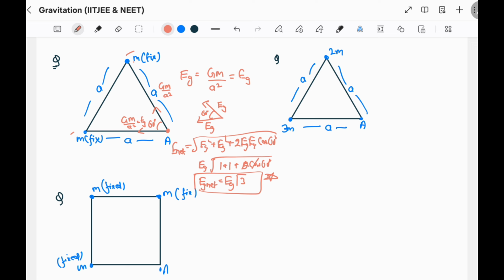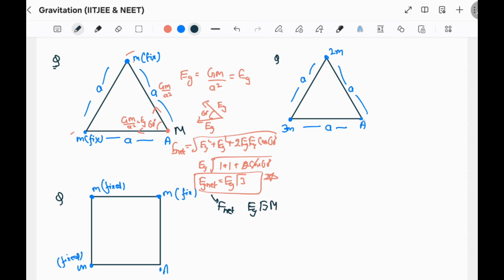Okay, remember, if you want to find force, you can multiply by the mass, whatever they haven't given. If mass m is given for this, and you want to find F net, it will be Eg root 3 into m. So this will be F net. Similarly for this case you can find.